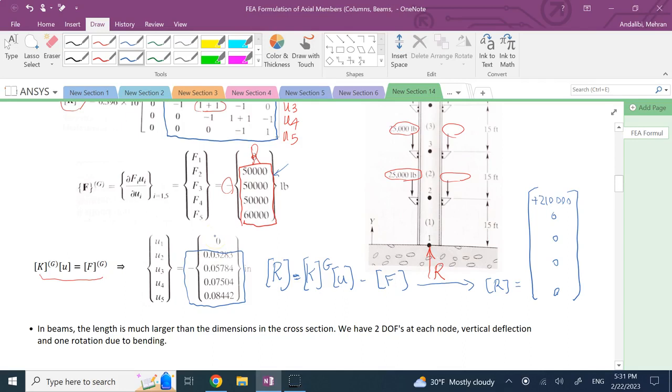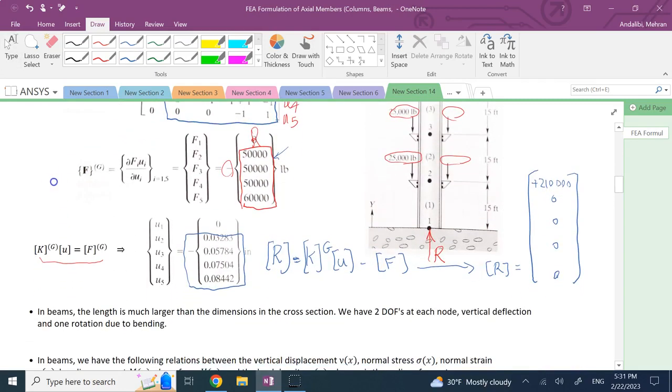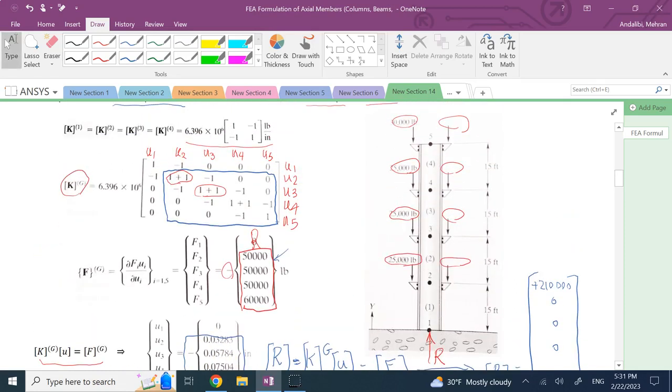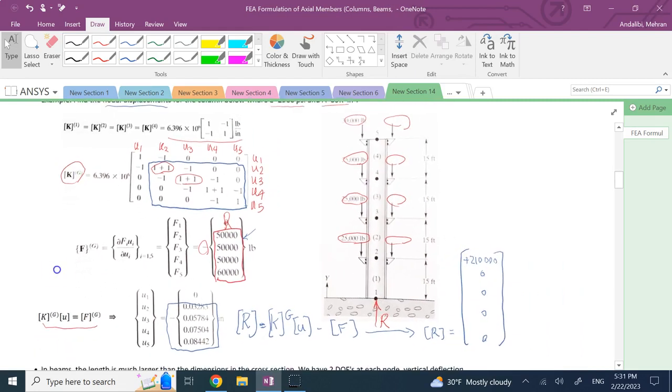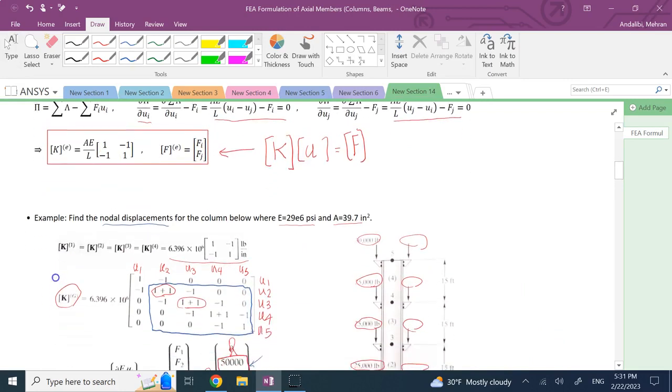But here, really nobody asked for that reaction. All you need is the nodal displacement. So your solution is done right here once you found the U's. Okay, that's it. And if you can see, the solutions are getting bigger and bigger as you go from U1 to U5. And that's, again, obvious because the constraint is at the bottom and the top one is free. So as you go up, your displacement should increase.